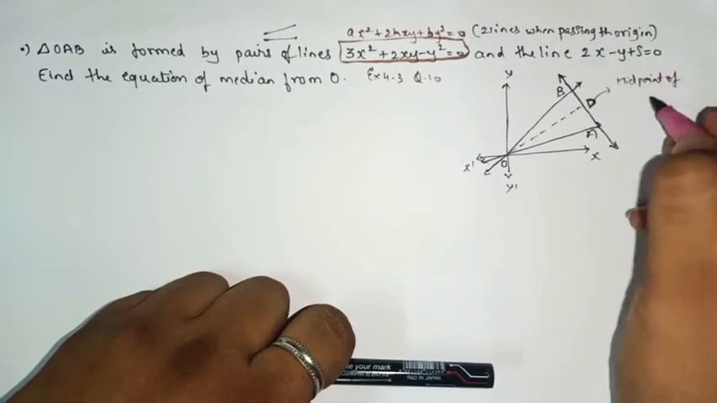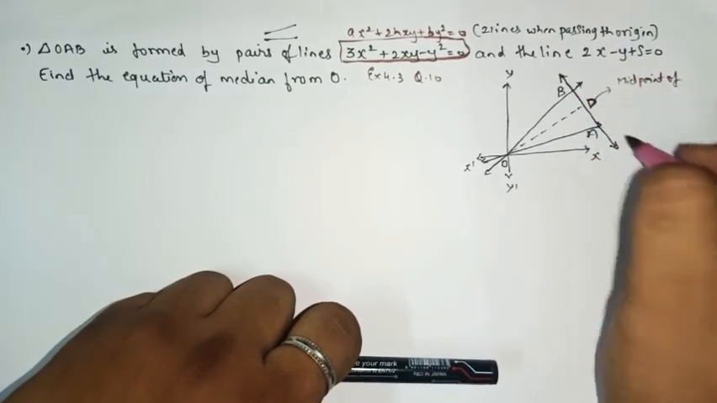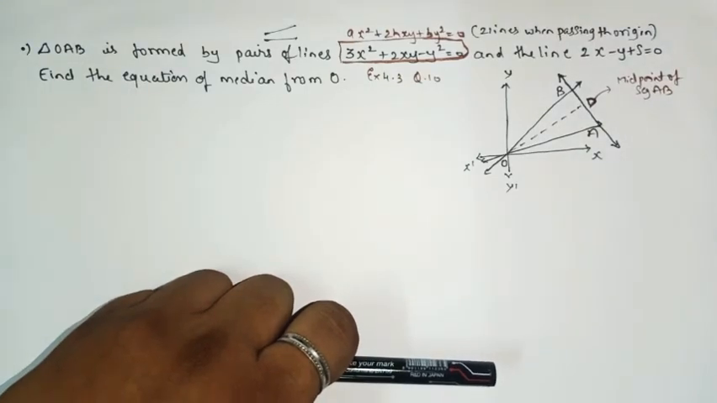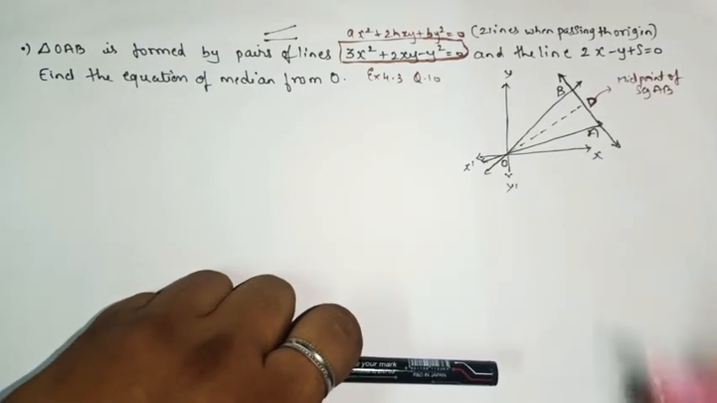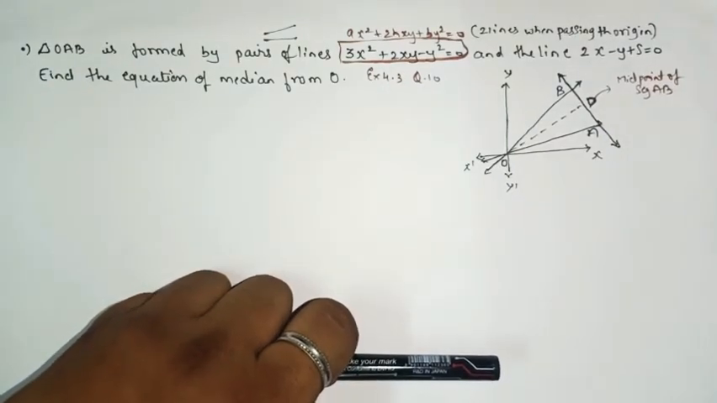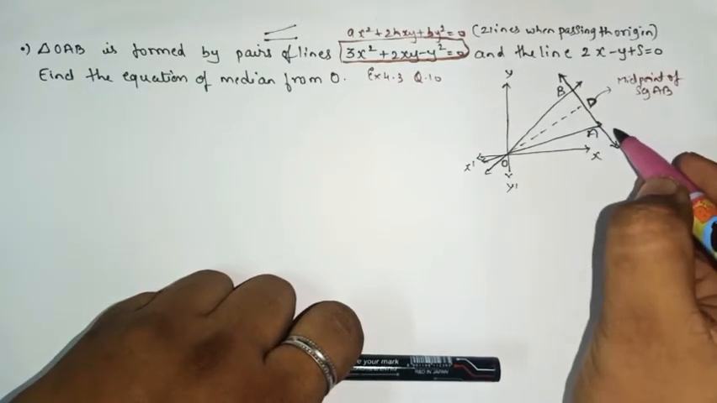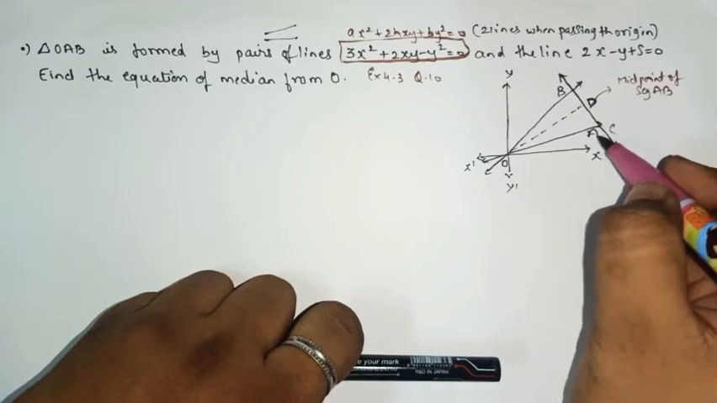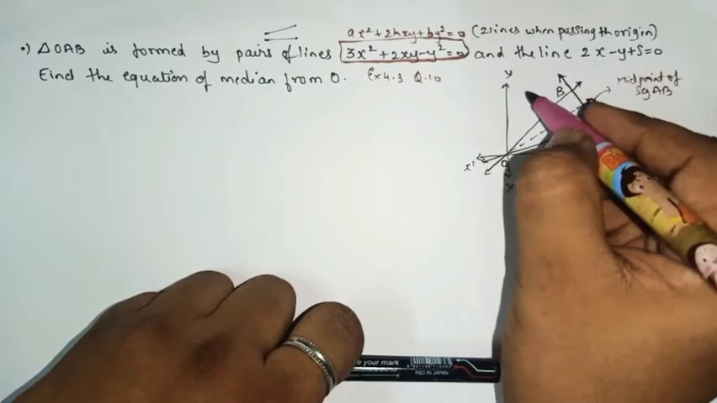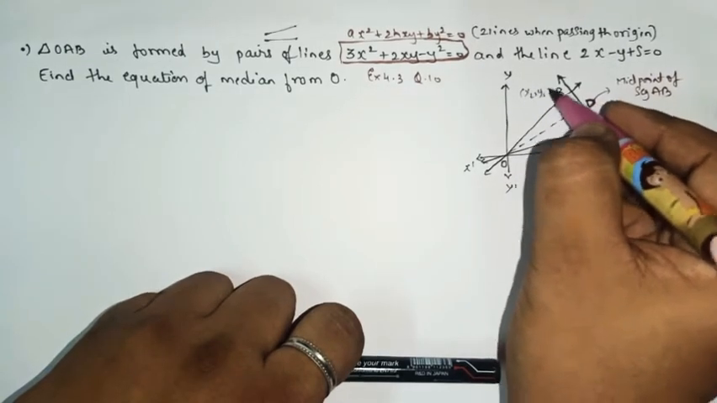Midpoint of side or segment AB, we can say yes or no. Understood? If OD is the median, so D is what? Midpoint. Yes or no? Now, we don't know the coordinates, so we'll take A as x1, y1 and B as x2, y2.